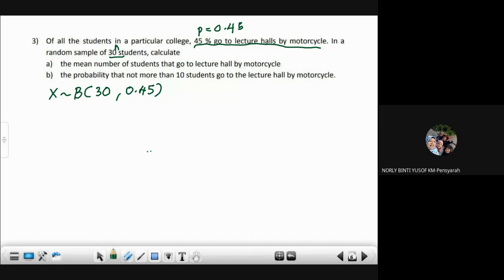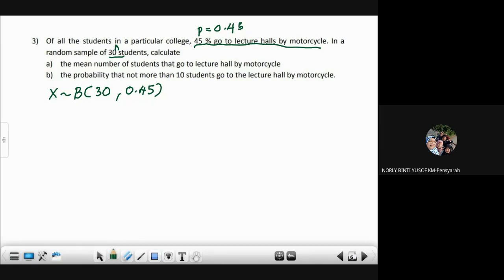Ini wajib buat ya sebab markah diberikan untuk pelajar tulis the discrete is binomially distributed because you know that this question is binomial distribution. Ada markah lah when you write the discrete. Okay, and then you write, and then you see the question.